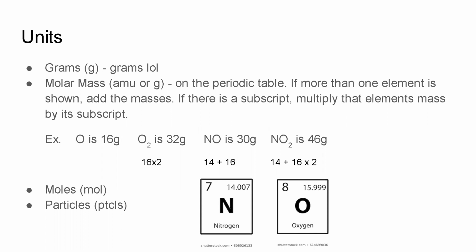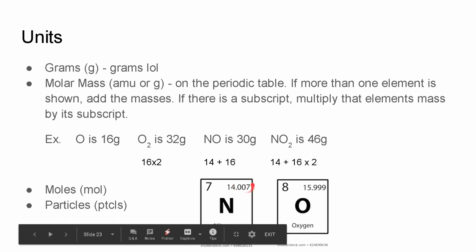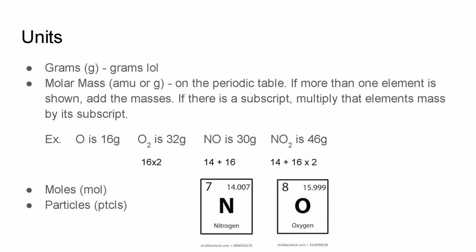For molar mass, though, it should be on the periodic table. So, for example, the molar mass of nitrogen is just 14 because it says it right here. Molar mass of oxygen is just 16. It says it right here. You can just round to 2 digits, 2 sig figs. But if there's more than one element shown, just add the masses together.